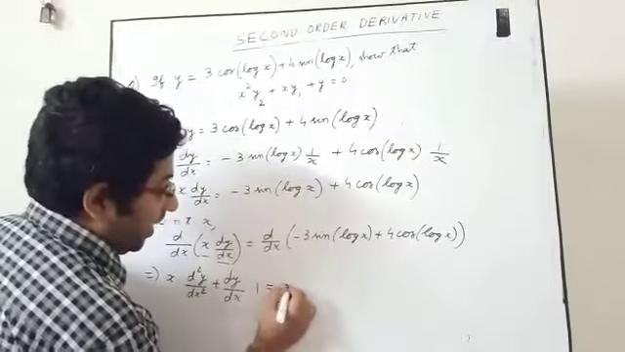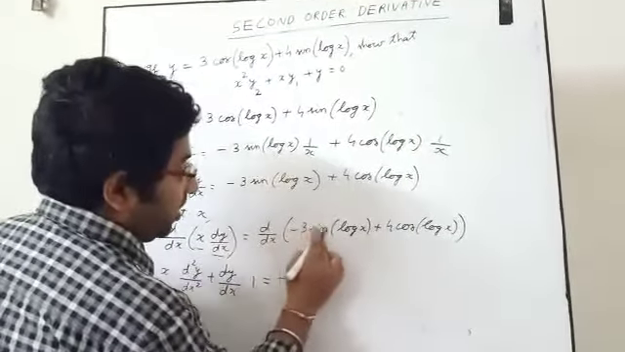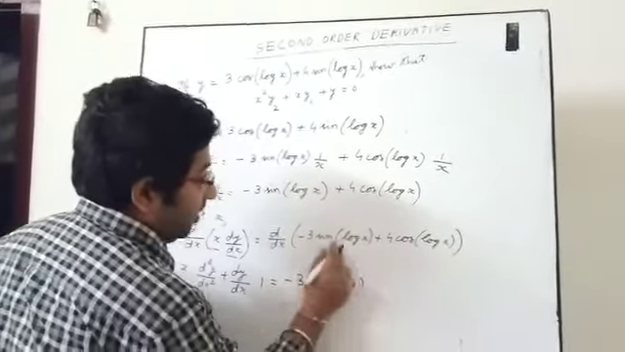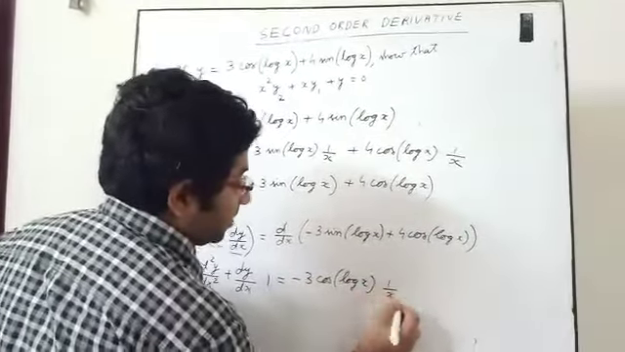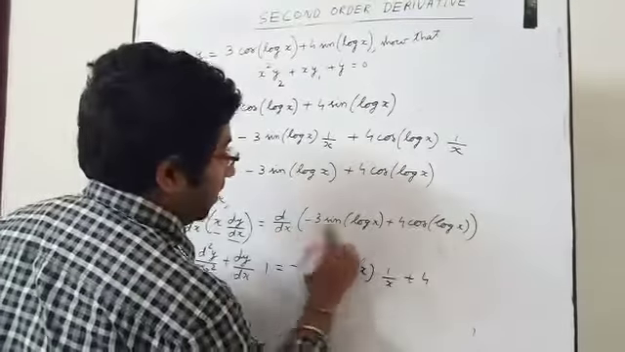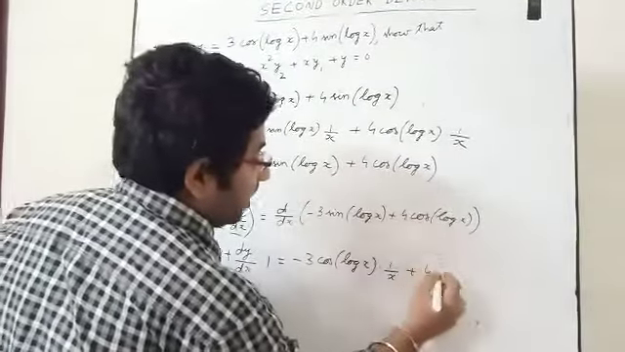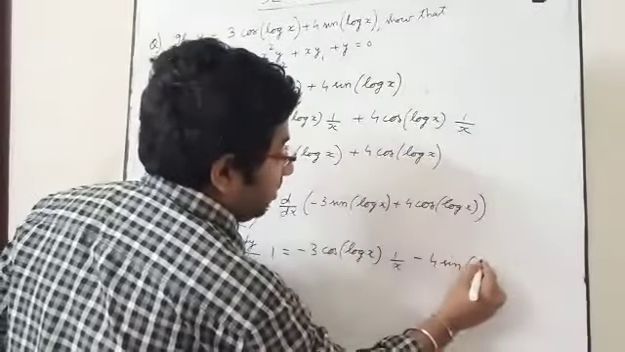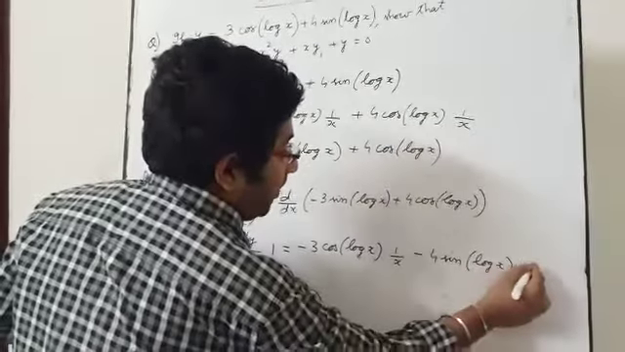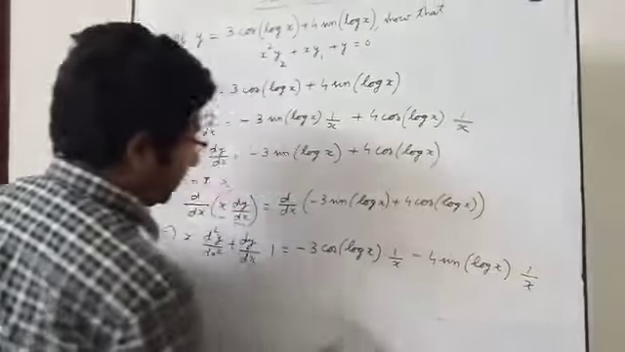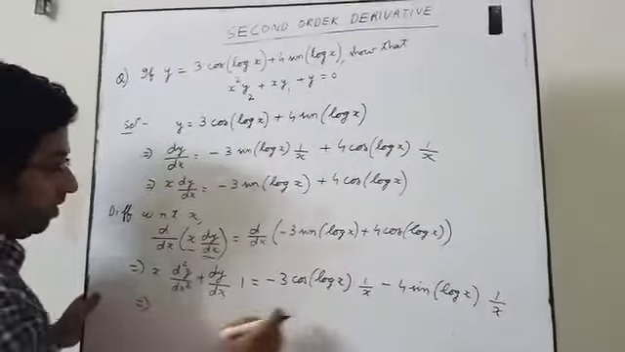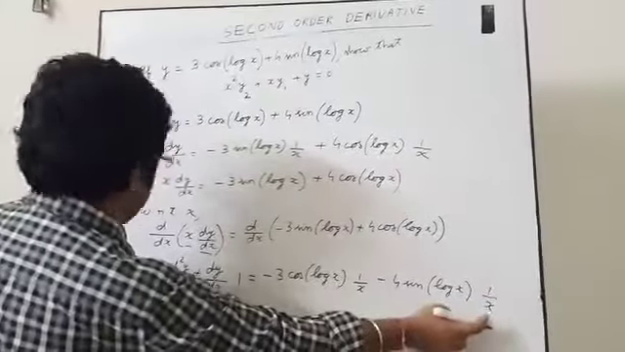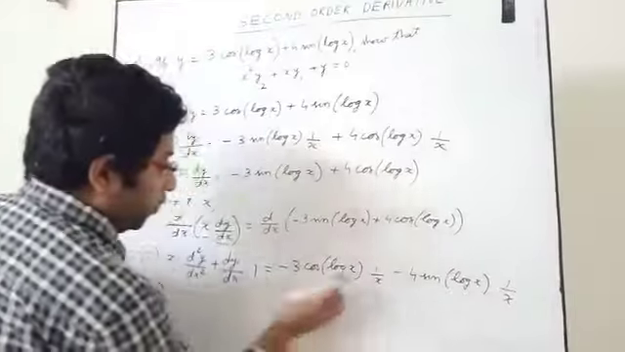Here minus 3 d/dx of sin, finish the derivative of sin, cos of log x into derivative of log x, 1 by x, plus 4 d/dx of cos log x, first finish the derivative of cos, that means minus sin log x into chain rule d/dx of log x, it will be 1 by x. Here also there is x, here also there is x. Okay, so put it in the left side.